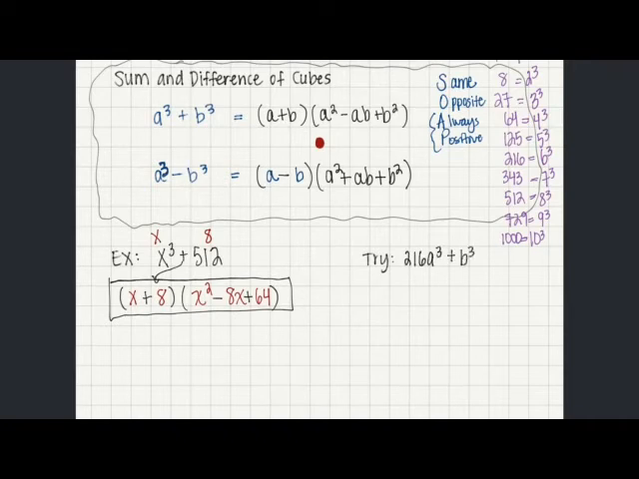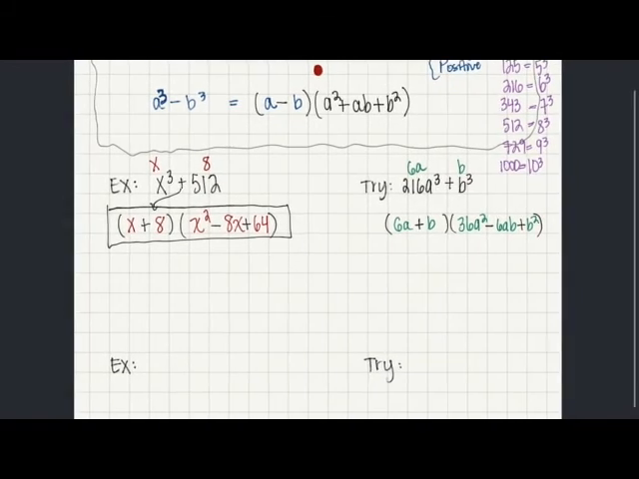216a cubed plus b cubed. Okay, and our answer, it always helps me to write the cube root on top. I've got 6a and b, and then 6a times itself is 36a squared. 6a times b is 6ab, and then b times itself is b squared. And then we have positive, the opposite of a positive, and then always positive.